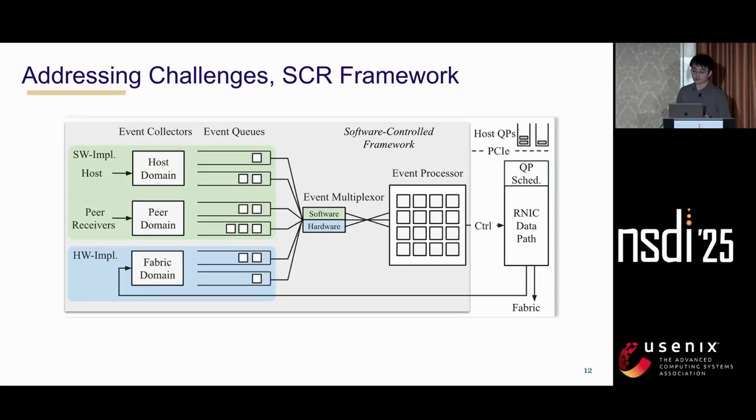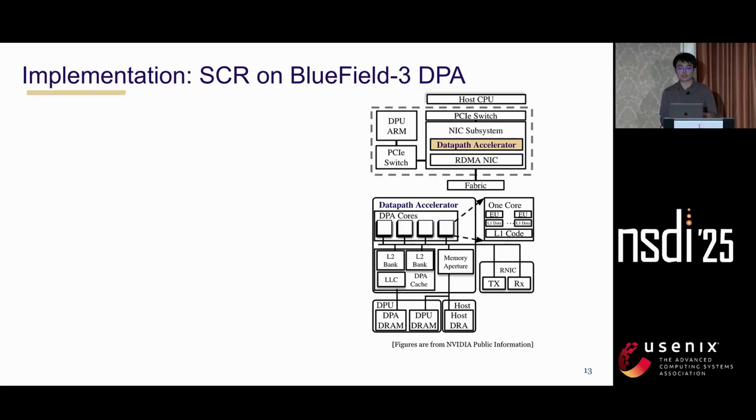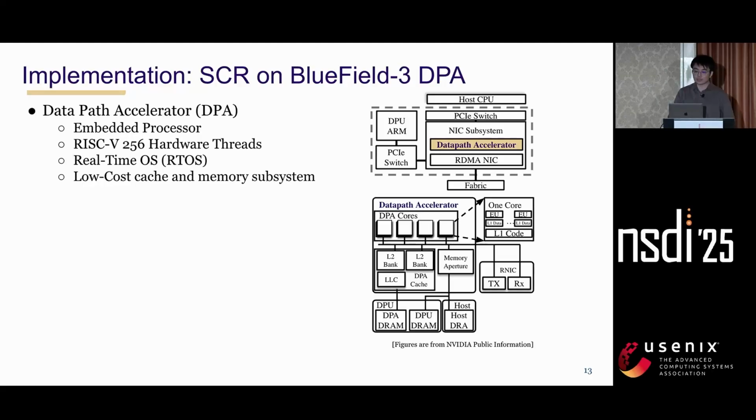After addressing all challenges, we have the software-controlled RDMA framework, that is the complete workflow. On implementation, we prototype the system over BlueField-3. Specifically, we use the Datapath Accelerator, DPA. DPA is a RISC-V-based embedded core. It supports heavy multi-threading. It applies a very lightweight RTOS. Also, it is low-cost hardware with limited cache and memory system.